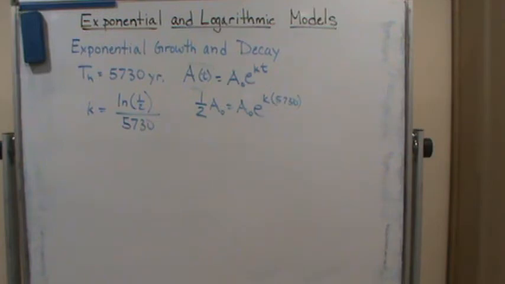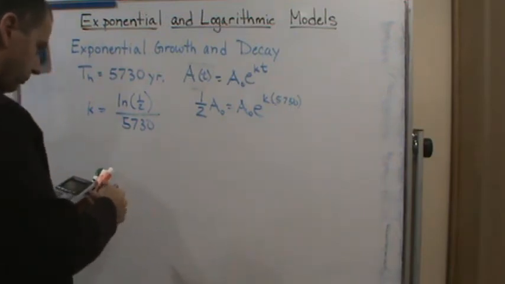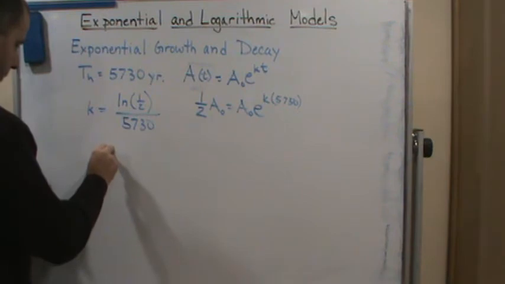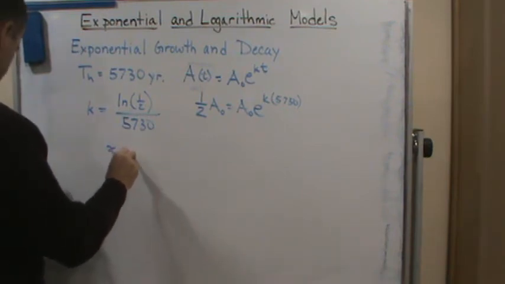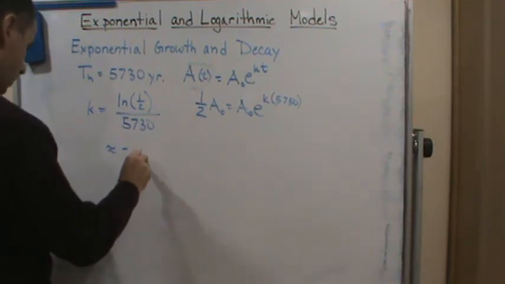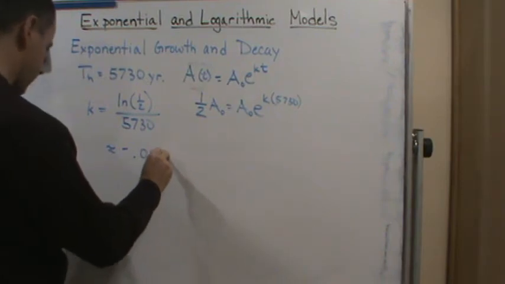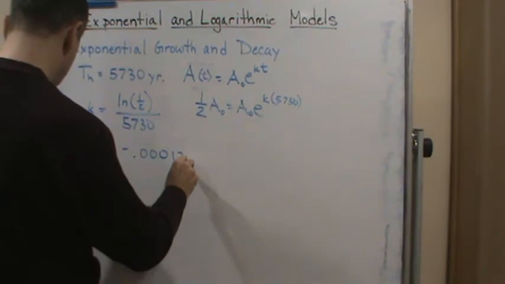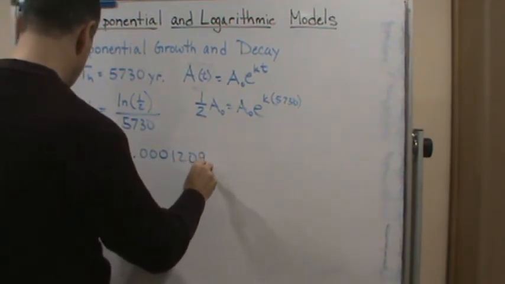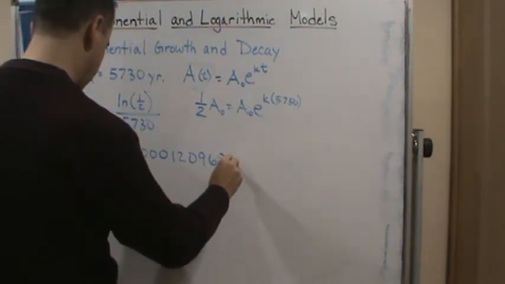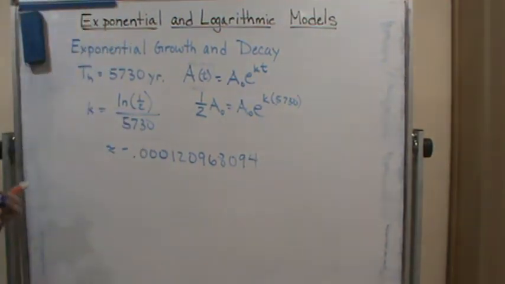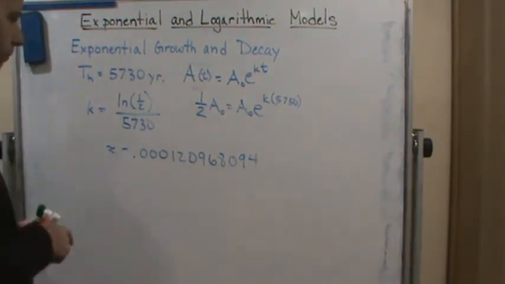So I take the natural log of 1/2 divided by 5730. And I get 0.0001206894. Okay. So that's the approximate constant, right?